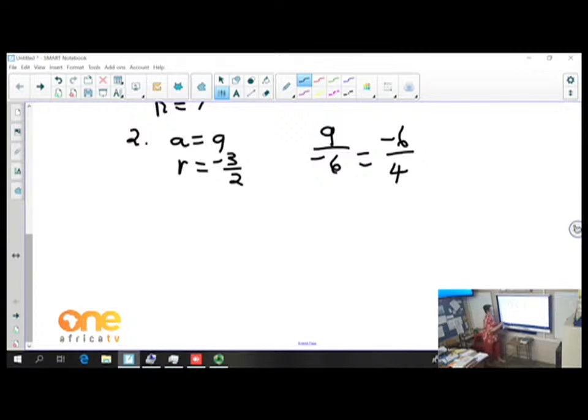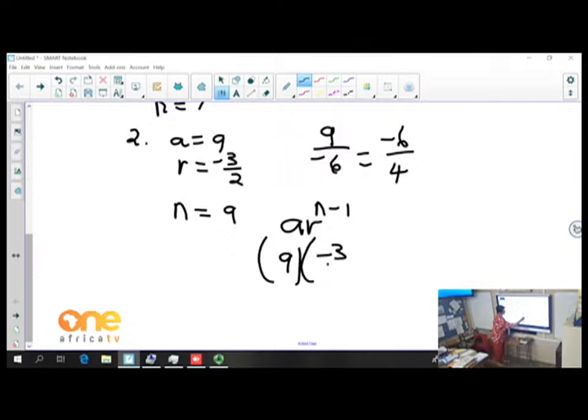That is then your common ratio there. And we need to find the 9th term, so n is 9. So this is now ar^(n-1). a is 9, r is negative 3 over 2, and n minus 1 is to the power of 8. What did you get there? Power first, then multiply. So you can use your calculators, but you just need to use them correctly.